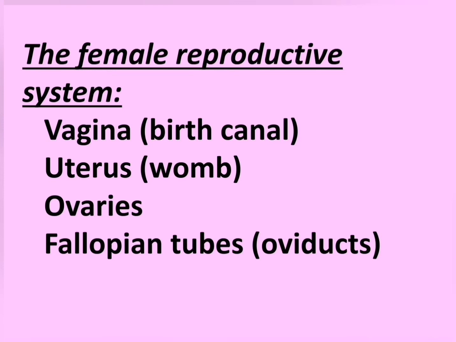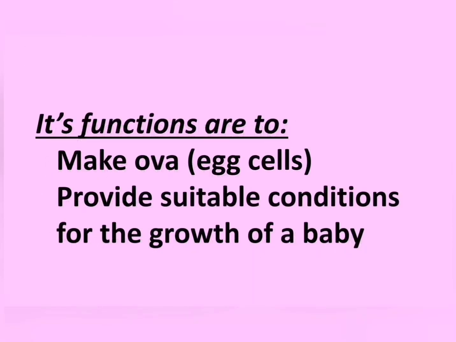But I prefer you to learn the proper biological words, because you'll be looking at these and using these all the way up to grade 12. The female reproductive system basically has only two functions. The first one is to make ova, the plural word for egg cells. And also then secondly, to provide a place for the baby to grow during pregnancy.